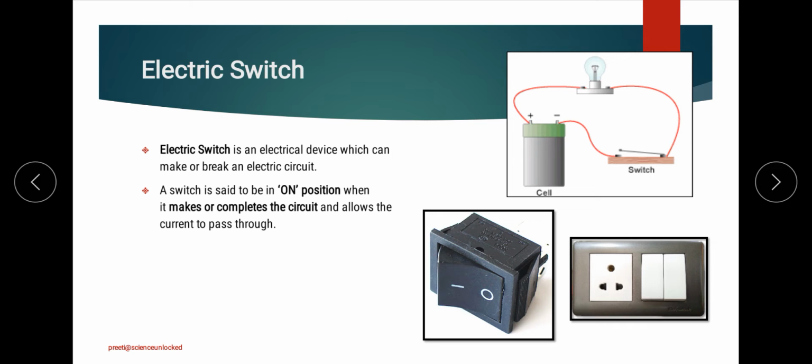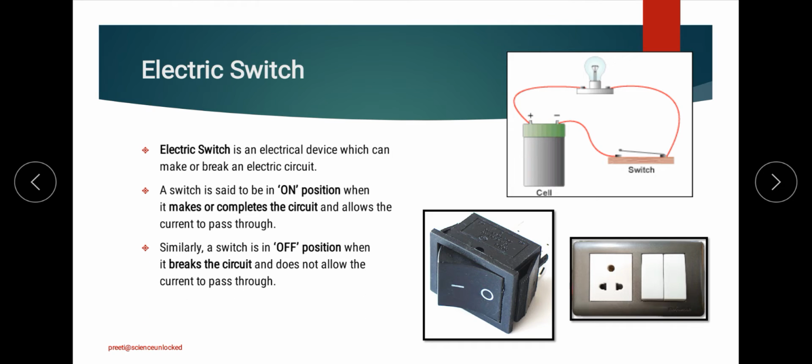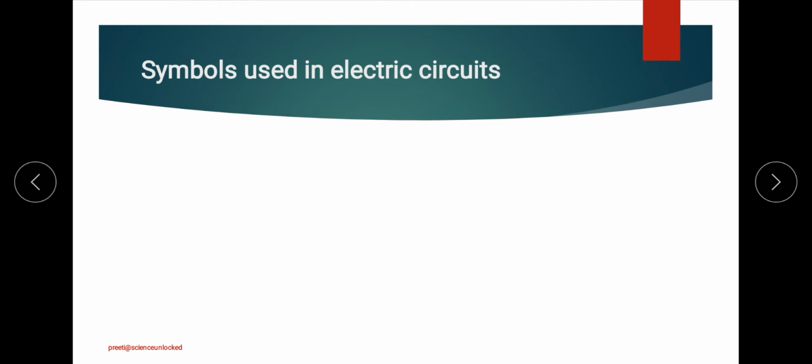If the switch is turned on, the circuit is complete and it helps in the continuous flow of electricity. On the other hand, if it is in off condition, then it breaks the circuit and does not allow the electricity to pass through it. Here we can see various kinds of electric switches which are available in the market as well as in the laboratory.